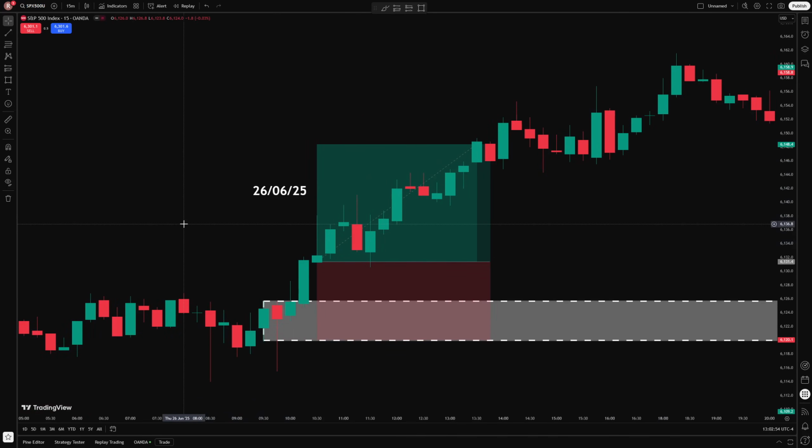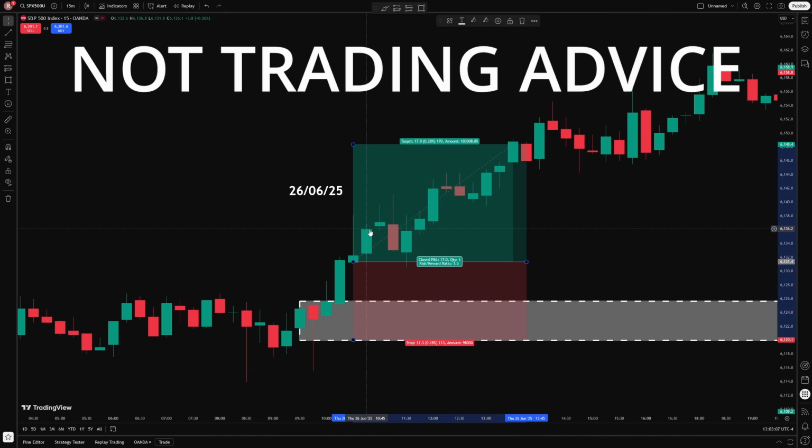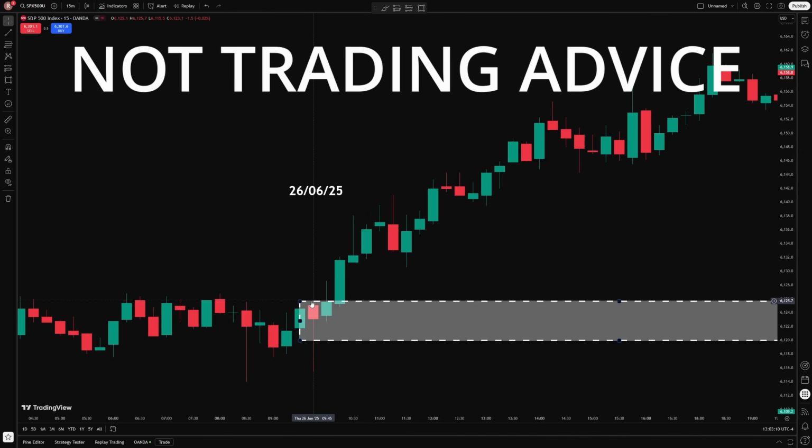I will use this trade as an example, but first let me just mention that this is not trading advice, I'm not a financial advisor, these are just some of my own trades and backtests.